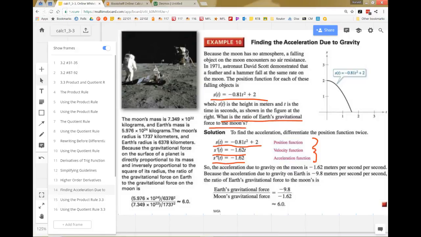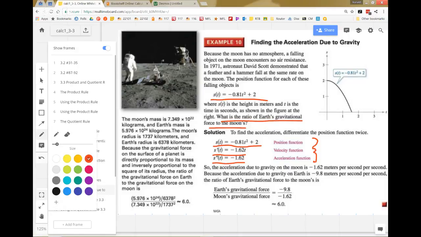So here is what's called the displacement function. This S of t is talking about the position. What height is the object after t seconds? That's what height it is after t seconds. Okay, so that's just your straight function.